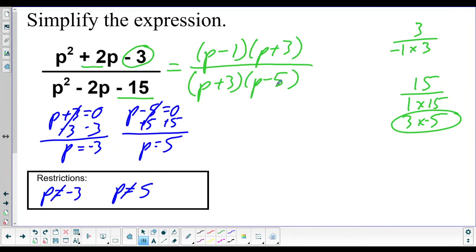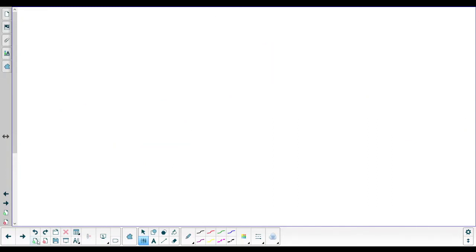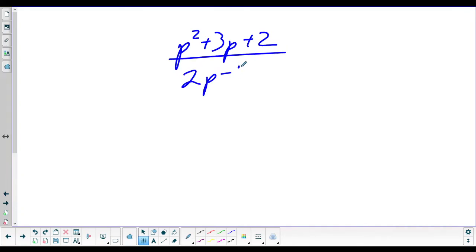Now that we have our restrictions, we're free to cancel the p plus 3 and the p plus 3. And our answer is p minus 1 over p minus 5. Done. And there you go. There's your notes. Here, actually, let's add one bonus question, shall we? Let's look at p squared plus 3p plus 2 over 2p minus 3.